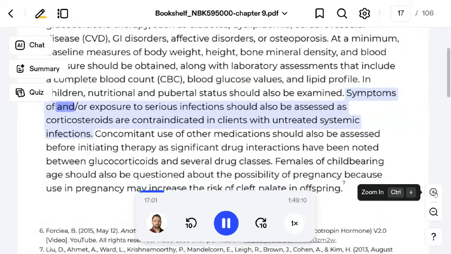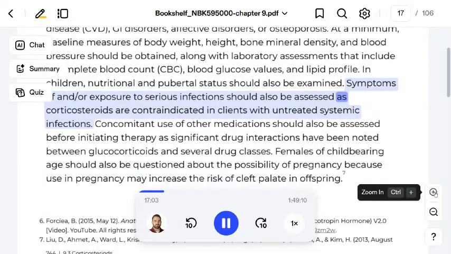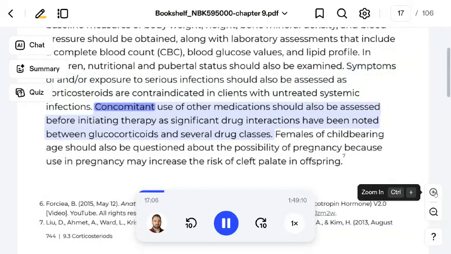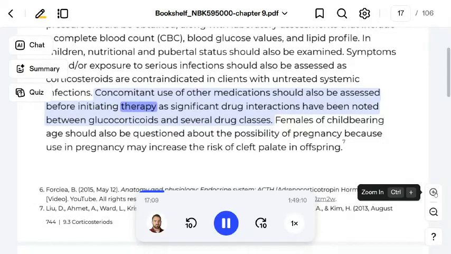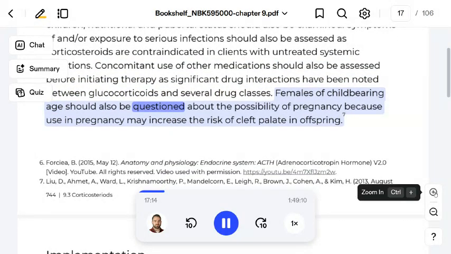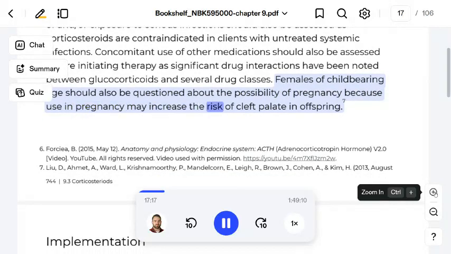Symptoms of or exposure to serious infections should also be assessed, as corticosteroids are contraindicated in clients with untreated systemic infections. Concomitant use of other medications should also be assessed before initiating therapy, as significant drug interactions have been noted between glucocorticoids and several drug classes. Females of childbearing age should also be questioned about the possibility of pregnancy, because use in pregnancy may increase the risk of cleft palate in offspring.